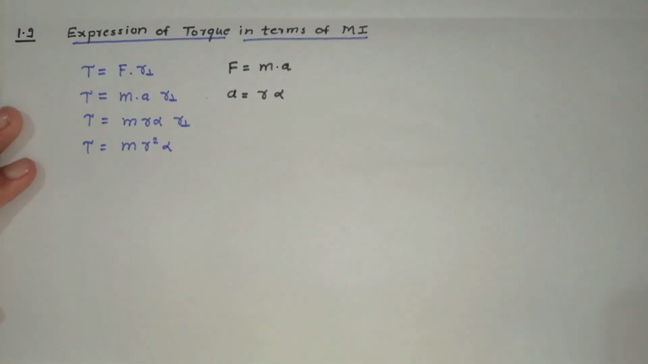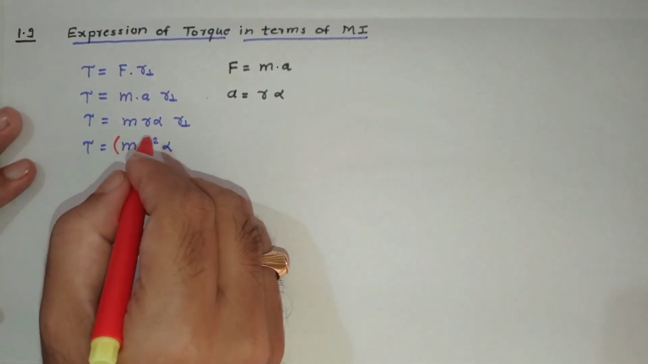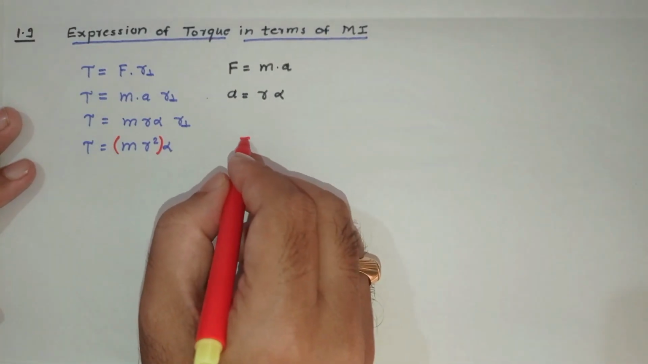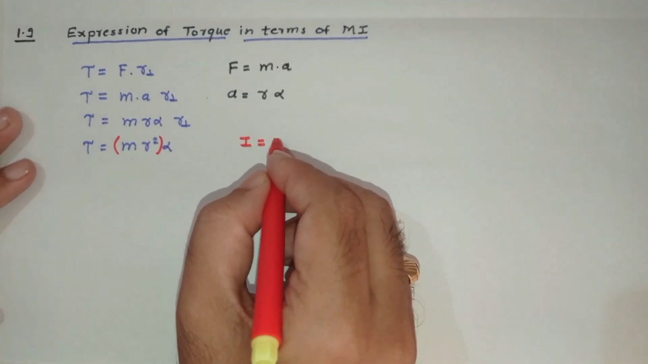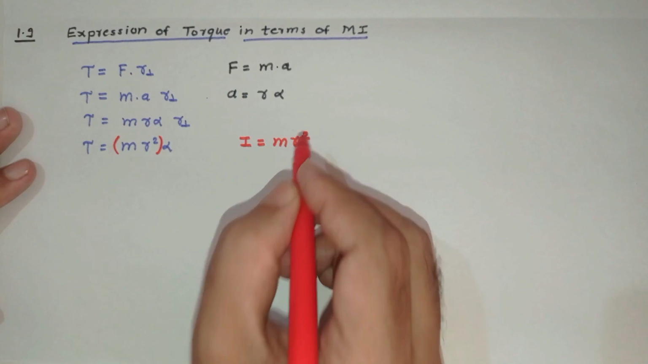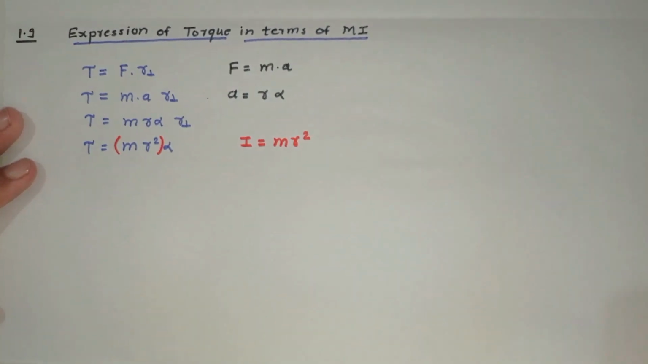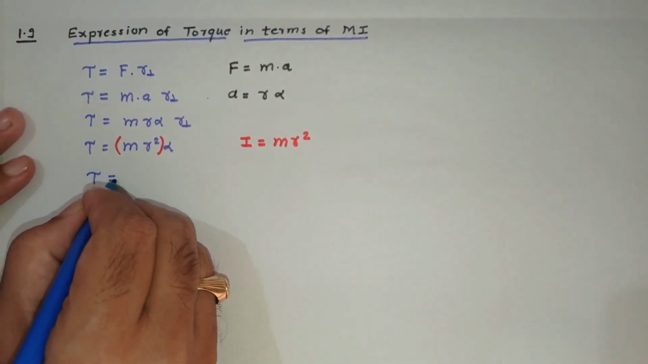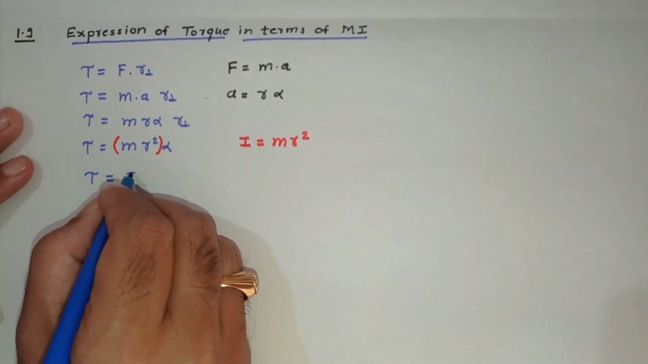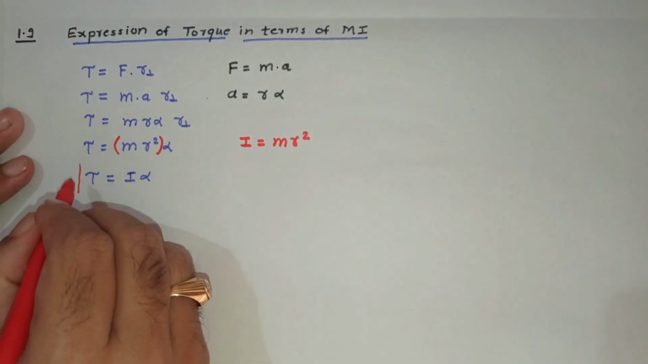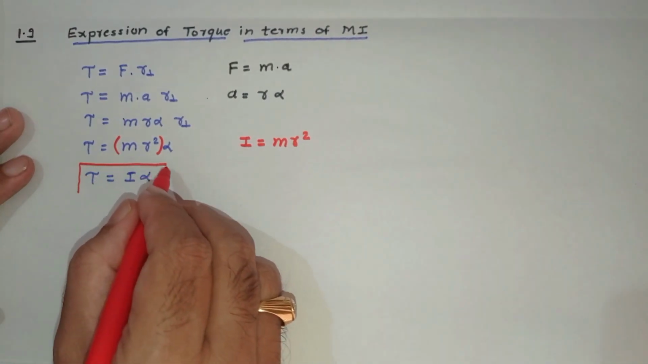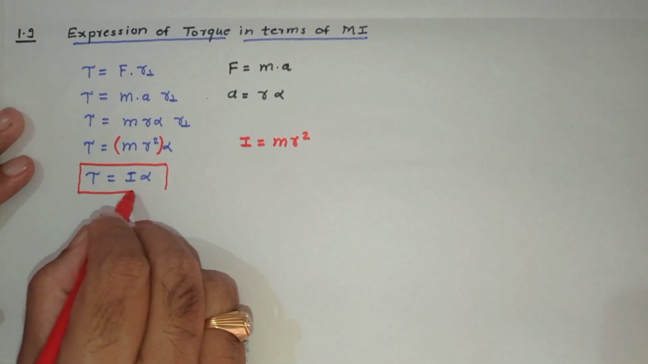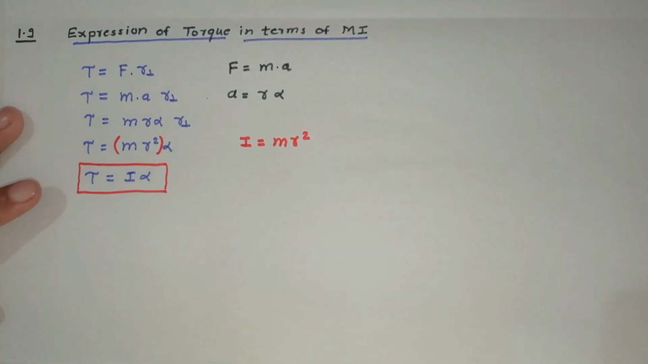This m into r square is nothing but moment of inertia. Mass into radius square is moment of inertia. So we can write tau, torque, equal to I into alpha. So this is the relation between torque and moment of inertia: tau equal to I into alpha.